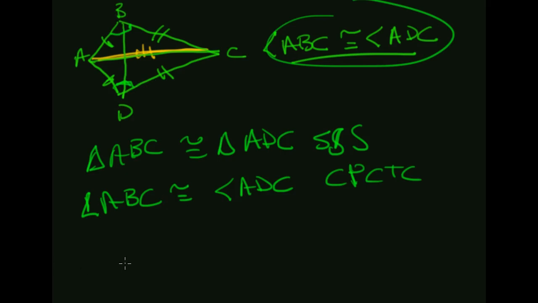All right, so kites are quadrilaterals that are not parallelograms. Their diagonals are perpendicular, and they have one pair of congruent opposite angles. That's it.